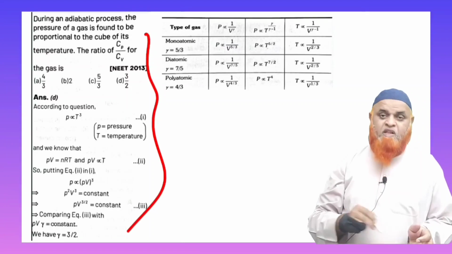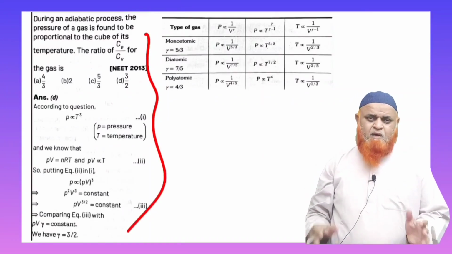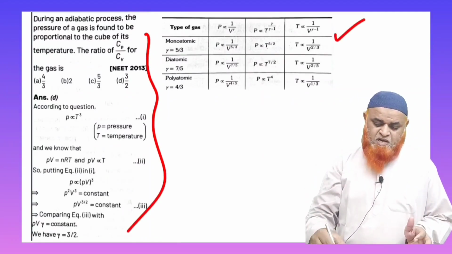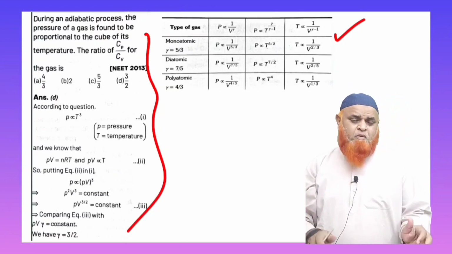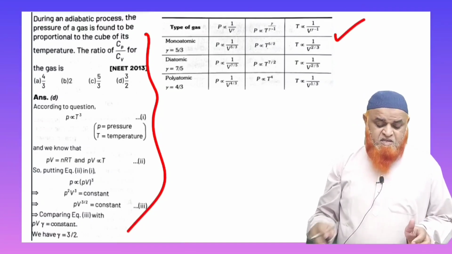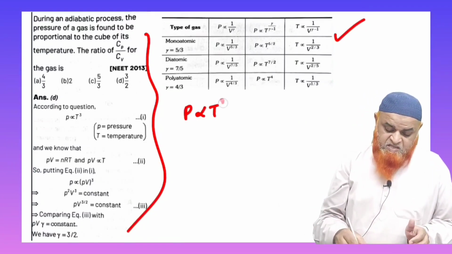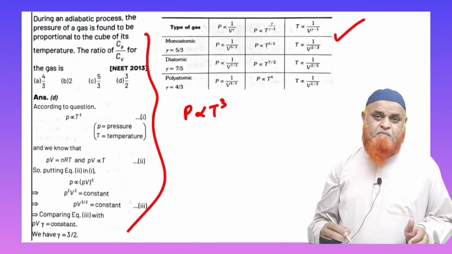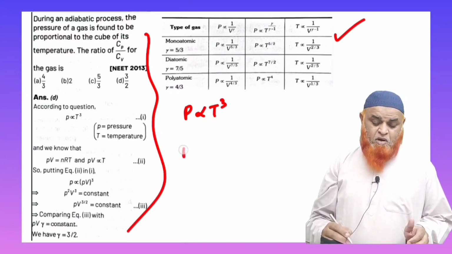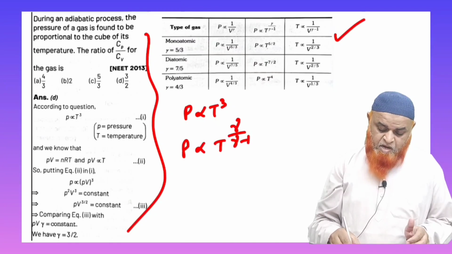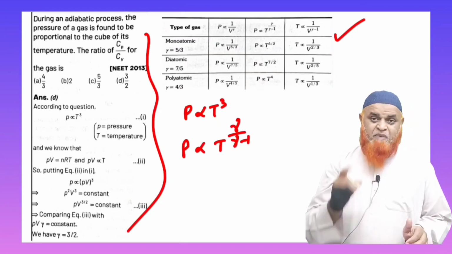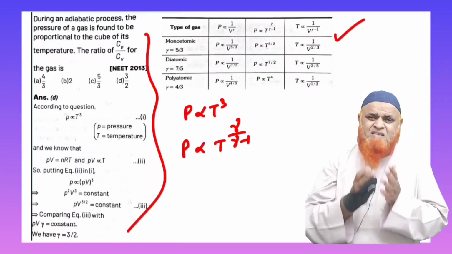Okay, so this is the method given in the textbooks. You can avoid this lengthy method and use this shortcut tabular column. It's very useful, not only for this problem, but also for other problems. According to this problem, P is directly proportional to T cube. But in this shortcut tabular column, you'll get that P is directly proportional to T power of gamma by gamma minus 1. That's it. If you compare the powers of these two equations, you directly get the answer.